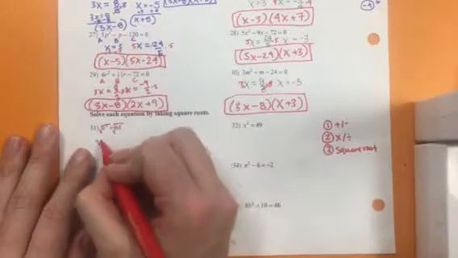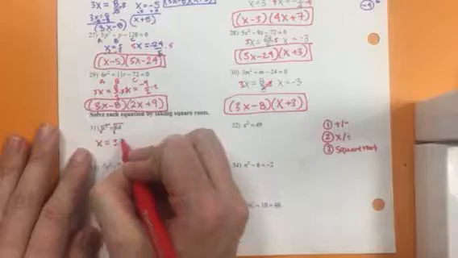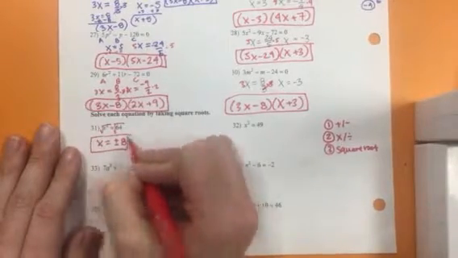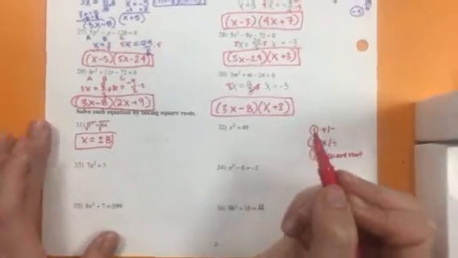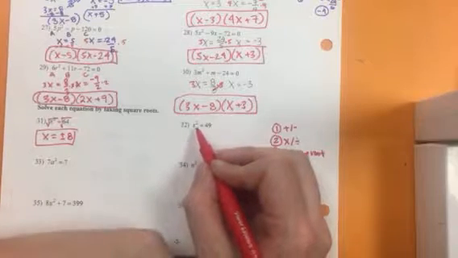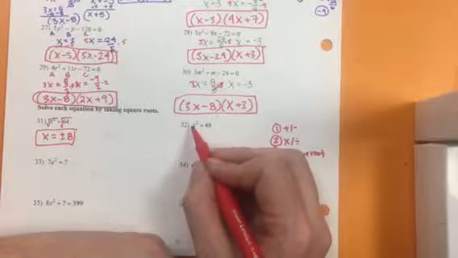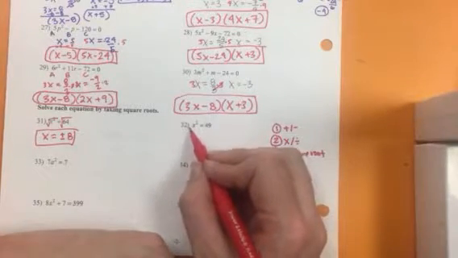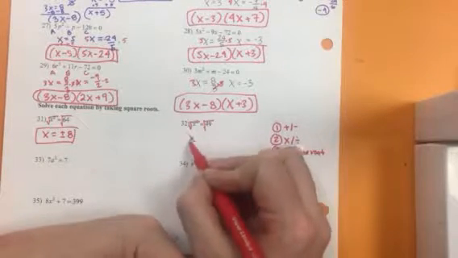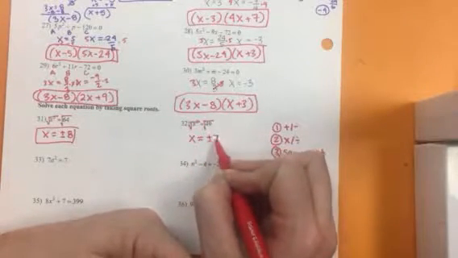The square root of 64 is positive or negative 8. Next one, on 32, there's nothing I can add or subtract, nothing in front to multiply or divide. Square root, x equals plus or minus 7.